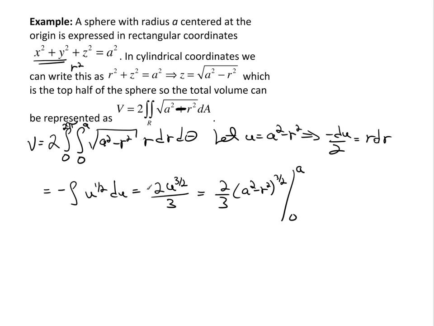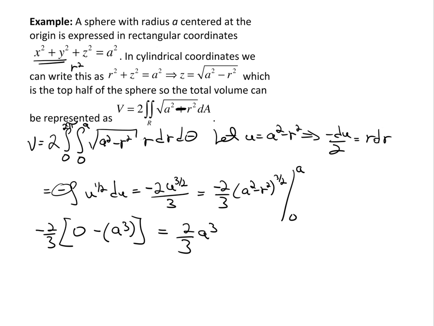I lost my negative, so I've got to keep track of this guy. Put that negative in there. I'll go ahead and write the whole thing out. When r equals a, this will be 0. So this is a negative 2/3 times, this first one is going to be 0, minus, when r is 0, I get a cubed. So that's going to give me 2/3 a cubed.